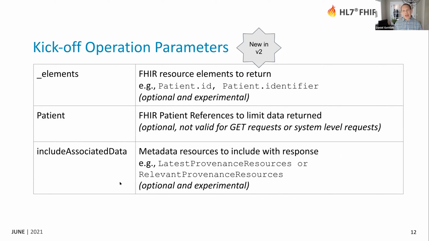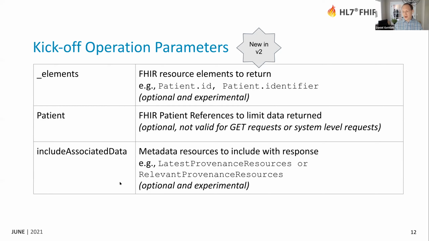There's a couple parameters that we added to address specific scenarios that people were seeing in implementations in version 2. So I want to quickly go through these three that we've added. The first is support for underscore elements. So this lets a client request only a subset of the fields in a bulk data response to kind of limit the data being returned. The next parameter is patient. This lets the bulk data client request only data for a specific subset of patients.